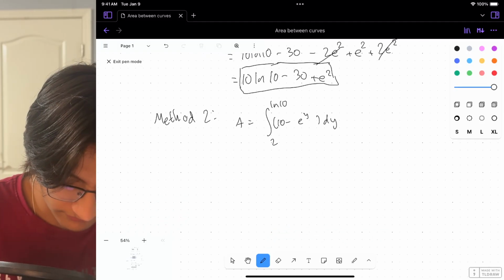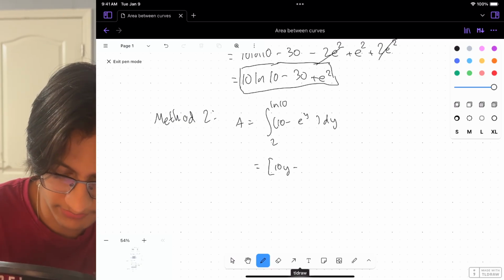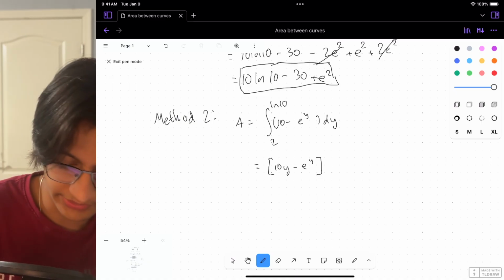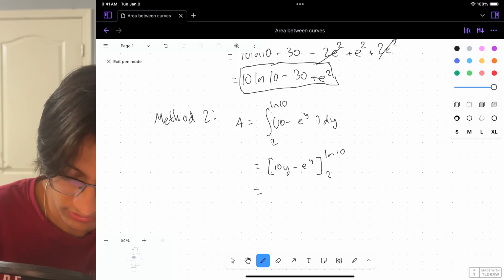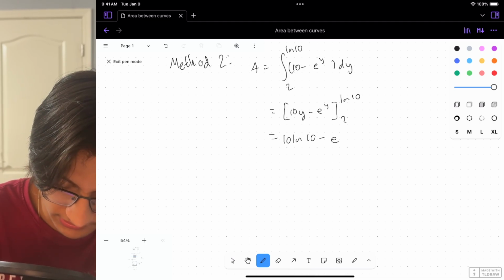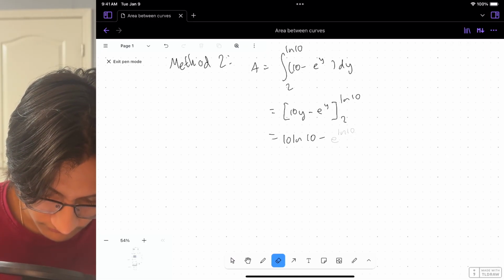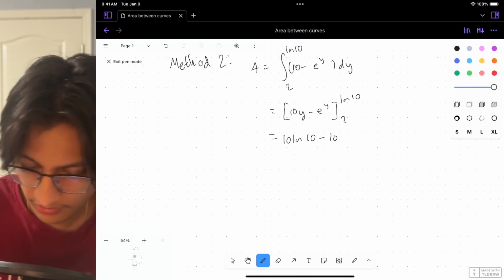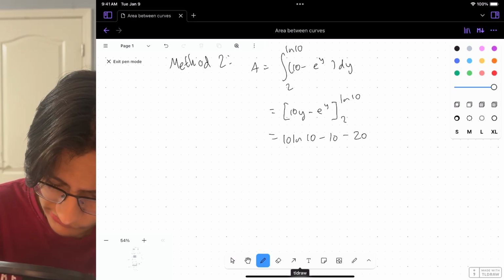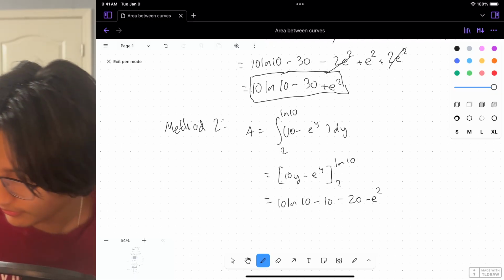All right, let's just integrate this now. It's pretty straightforward. We're going to get 10y minus e to the y. Integral of that is just e to the y. And then plug in ln 10 and 2, get 10 ln of 10 minus e to the ln of 10, which is because e to the ln of 10 is just going to be 10, minus 20, is that 20 minus e squared? And if you notice, that is the exact same thing.